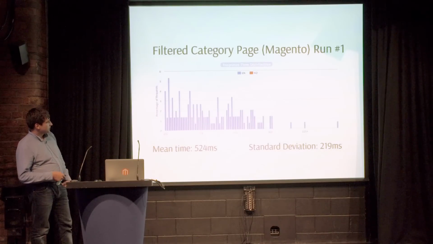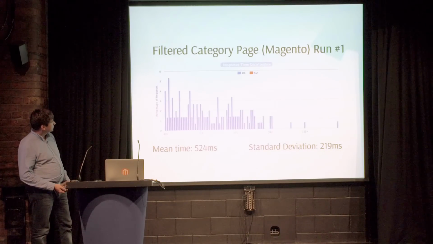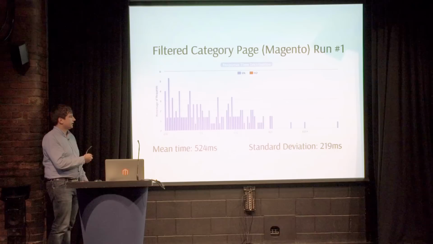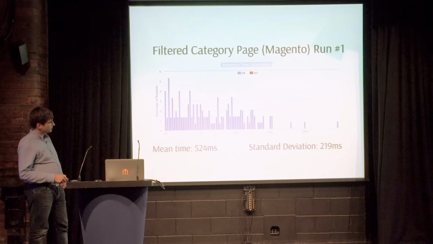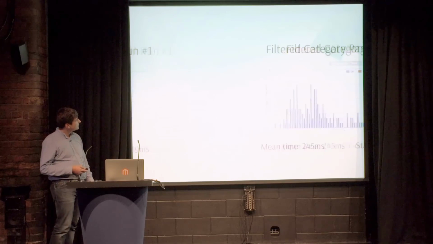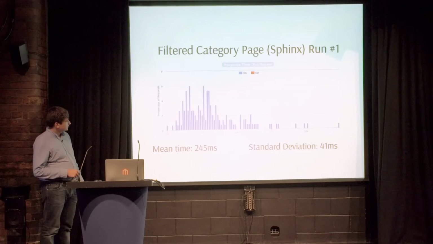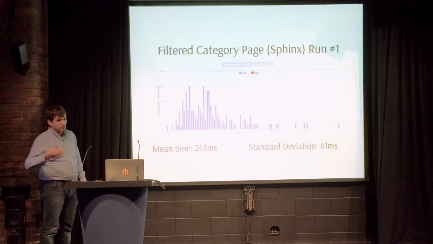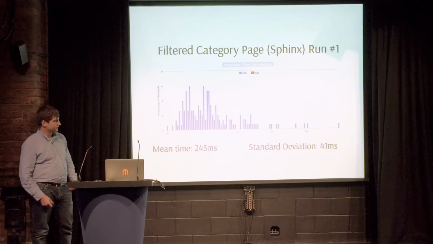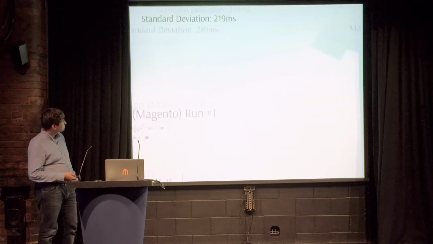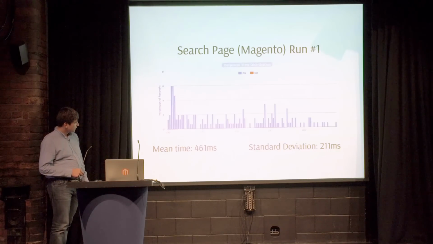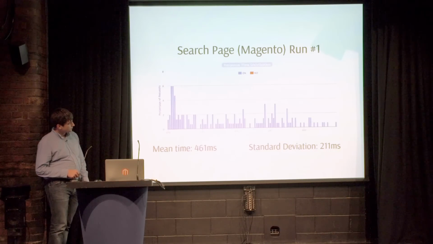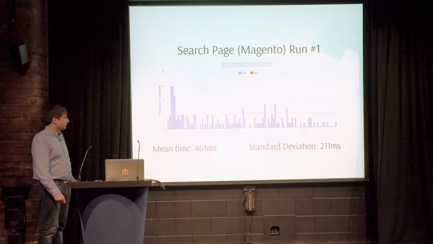If we take a look at Magento first run with the filter applied, we still see 524 milliseconds and 290 milliseconds. And with Sphinx, it still doesn't go below 300 milliseconds. Here's also a search page. So 461 milliseconds, and deviation time is 211 milliseconds.